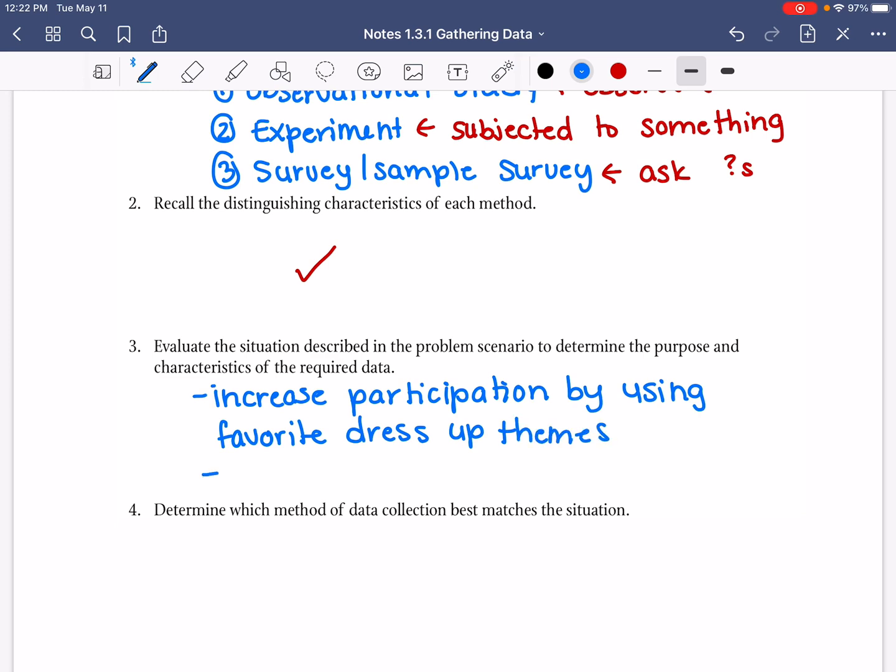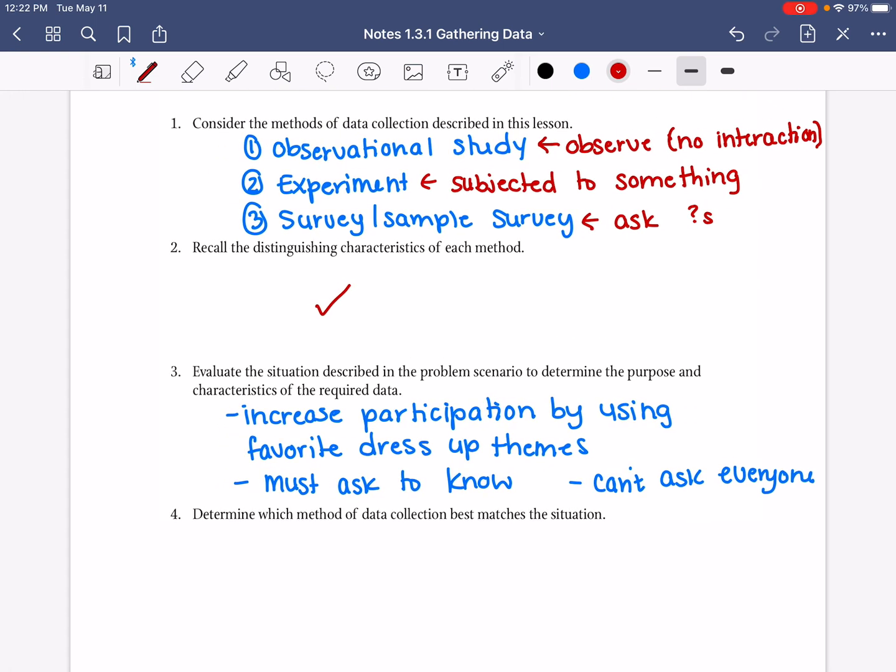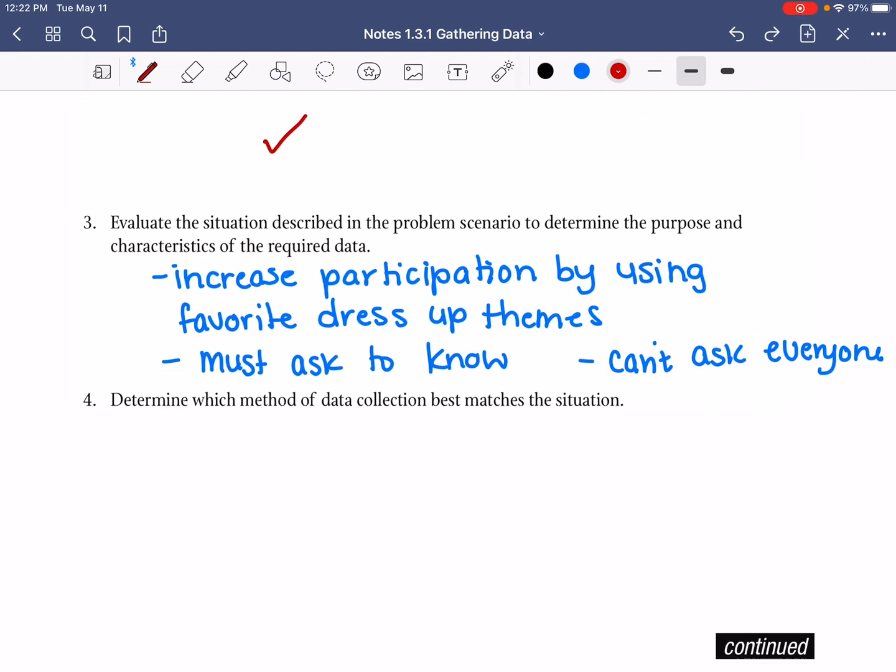And how are they going to know that? They want to ask. They have to ask to know. And they run out of room, but they aren't able to ask everybody. So it should be pretty easy to tell if it's an observational study, an experiment, or a survey. Since they have to ask, that's your survey. Since they're not going to be able to ask everyone, then it's just going to be a sample survey.